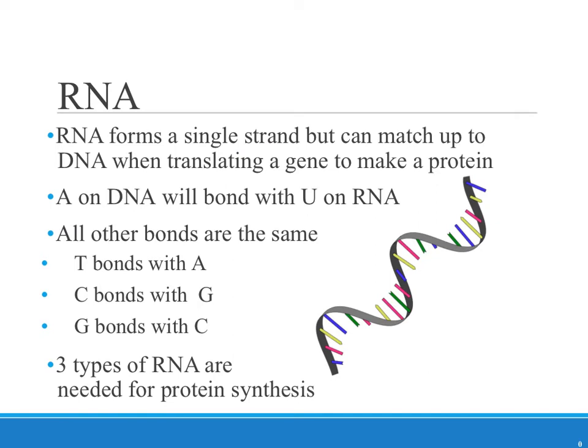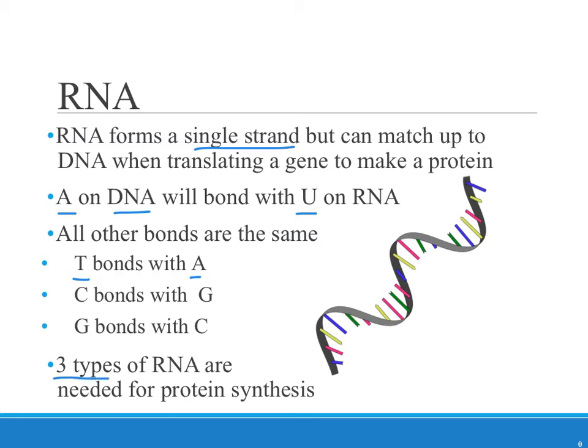RNA forms only a single strand, but it can match up to DNA when translating a gene to make a protein. So the A on DNA will bond with a U on RNA, and all the other bonds are the same. The T on DNA bonds with an A on RNA, and C's bond with G's.